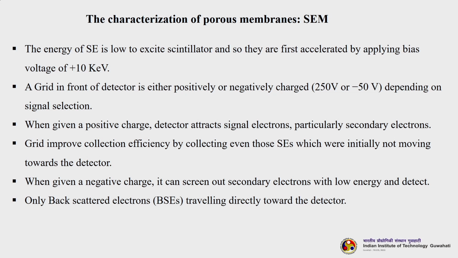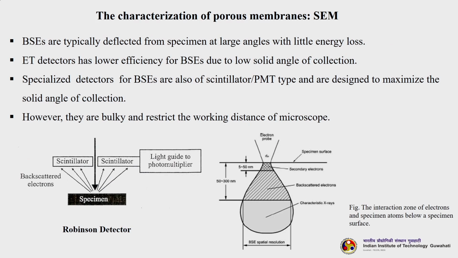When given a negative charge, it screens out secondary electrons with low energy and detects only backscattered electrons, which are known as BSEs, travelling directly towards the detector. BSEs are typically deflected from the specimen at large angles with little energy loss. So, ET detectors have lower efficiency for backscattered electrons due to the low solid angle of collection, and there are specialized detectors for BSEs. You can see this particular structure actually.